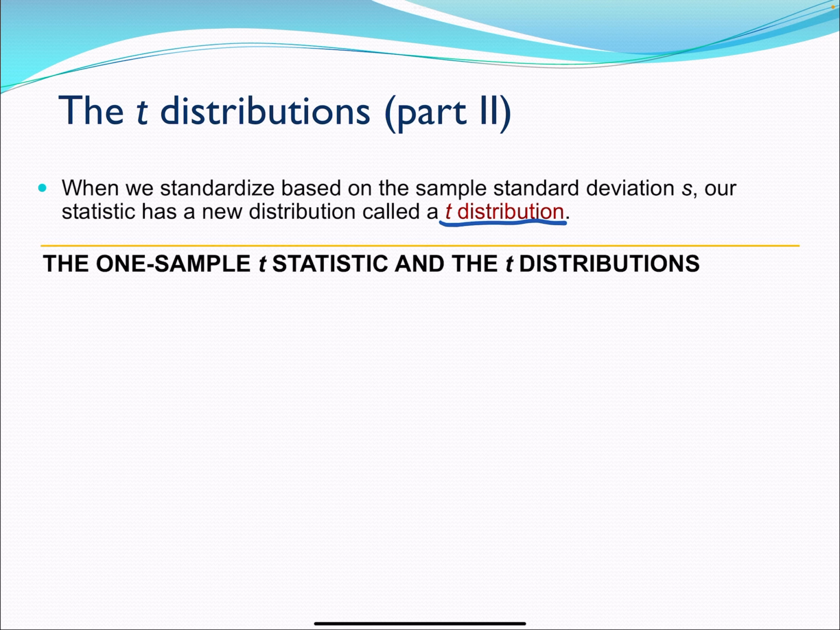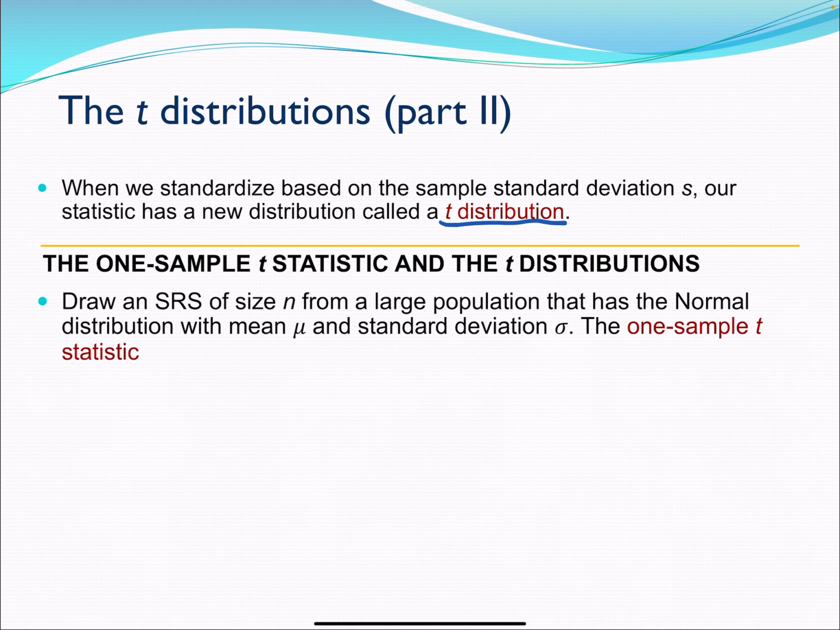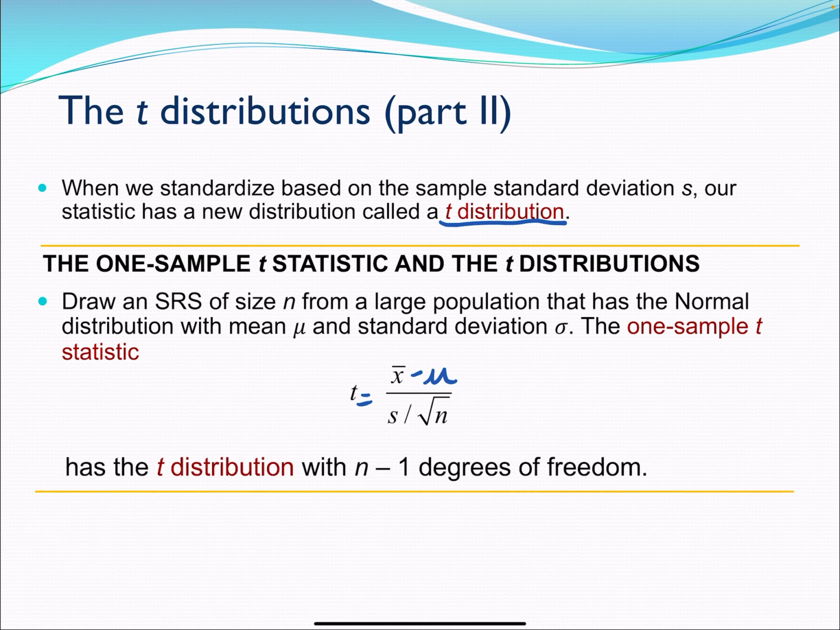So the one-sample t statistic and the t-distribution. If I draw a simple random sample of size n from a large population that has a normal distribution with mean mu and standard deviation sigma, the one-sample t statistic, because we don't know sigma, is going to be t equals x bar minus mu over s over the square root of n. And this is going to have a t-distribution with n minus 1 degrees of freedom. These degrees of freedom are our sample size minus 1. And this will come in handy when we're using our t-table, much like a z standard score has a z-table. A t-distribution has a t-table.